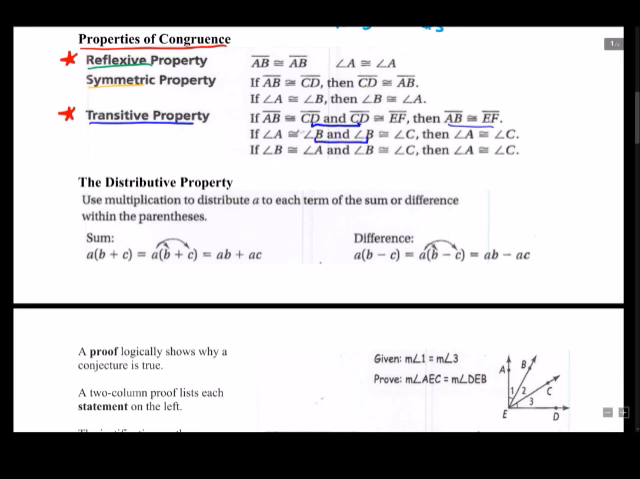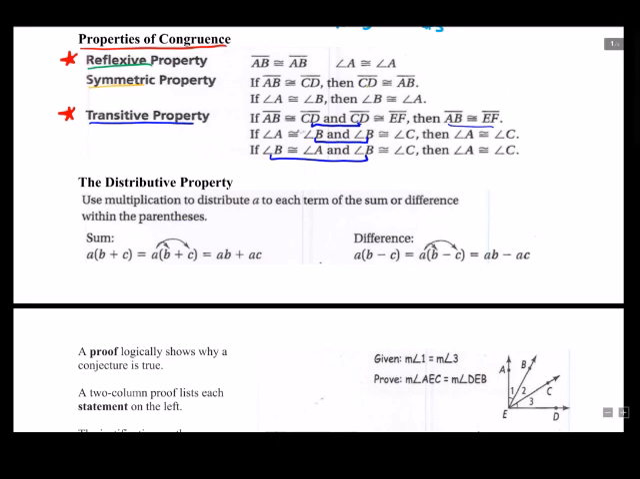This works for angles and also even if they aren't next to each other. Okay, so you're looking for that repetition. And again, transitive property deals with when you have two separate ideas. These segments are congruent and these segments are congruent. It's not a simple substitution.